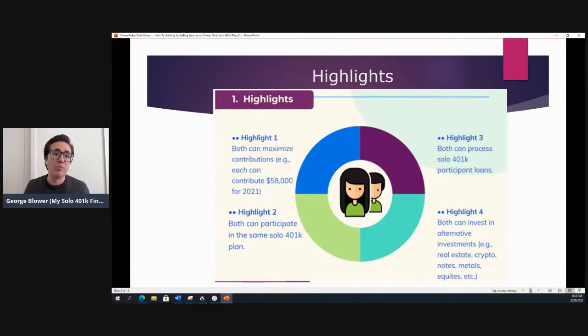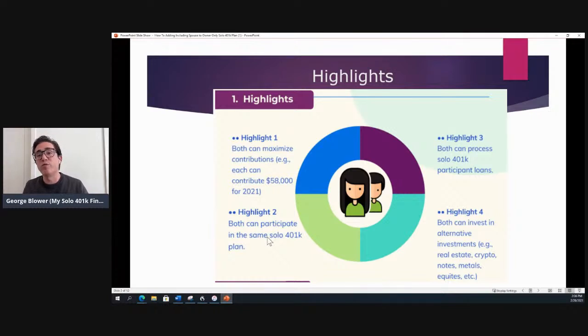The third item to highlight is really just more about the ability to take a loan. Then number two here, just about both being able to participate in the plan. So that's really just more focusing again on, assuming that they're both self-employed, so they both need to have the self-employment income to justify their participation in the plan.